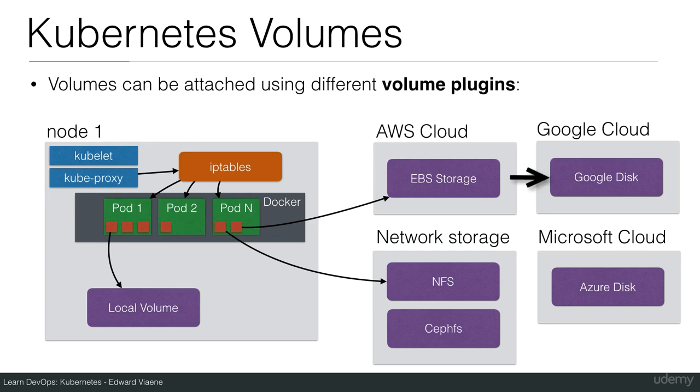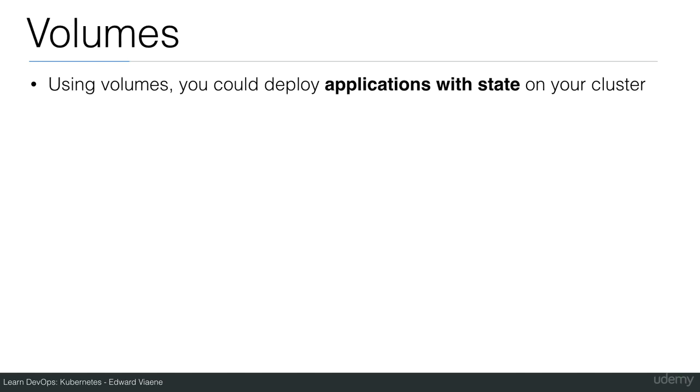If you're running on Google Cloud, you can use Google Disk. If you're running on Microsoft Cloud, you can use Azure Disk. And then there are some other network storage providers that you can use, that you might even implement yourself, like NFS or Ceph. Those are a little bit more complicated because you might have to set up a Ceph cluster or an NFS cluster before you can then use those volume plugins. The one that I'm going to discuss is obviously the AWS EBS volume plugin, because we can use it on our AWS cluster. Using volumes, you could deploy applications with state on your cluster.